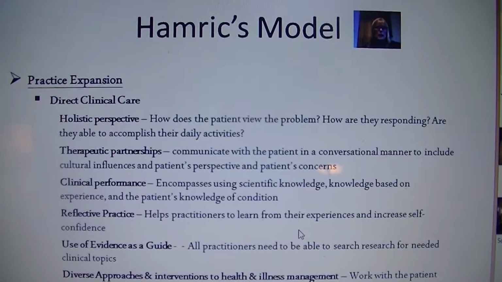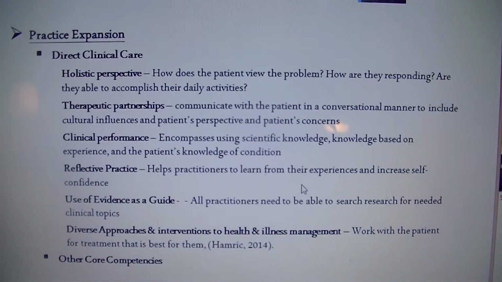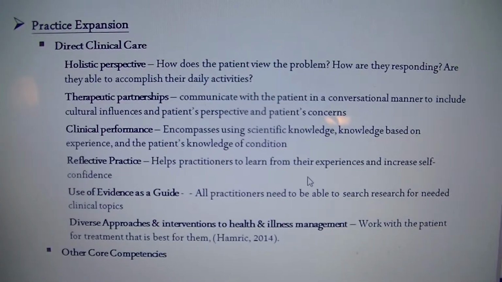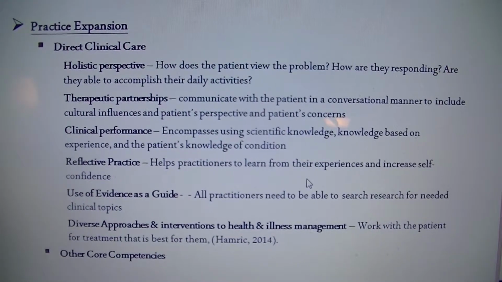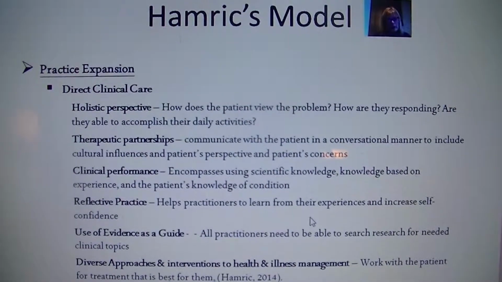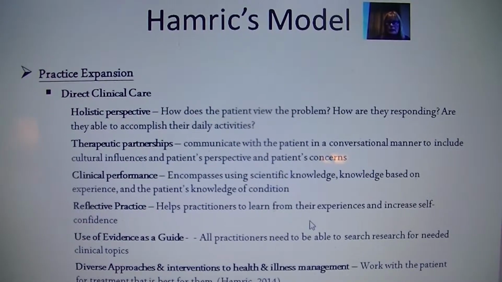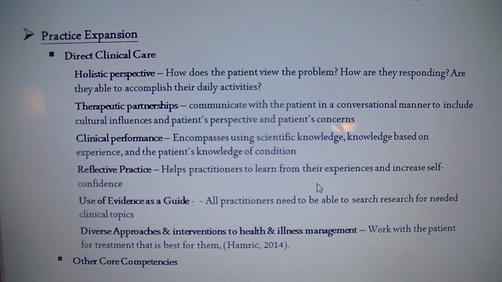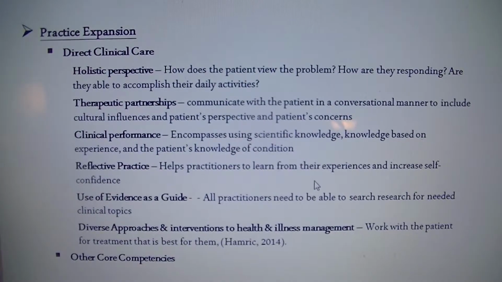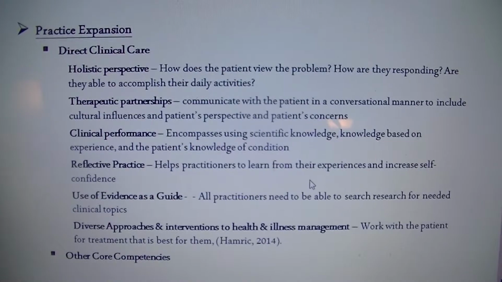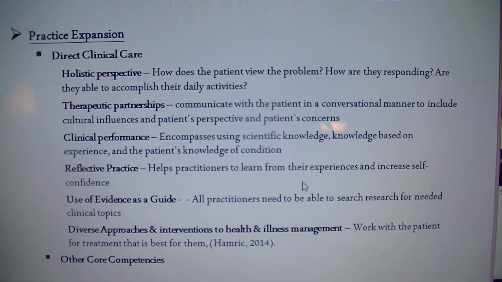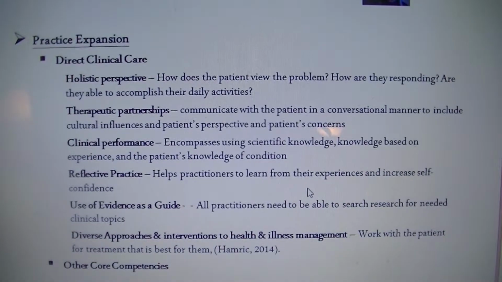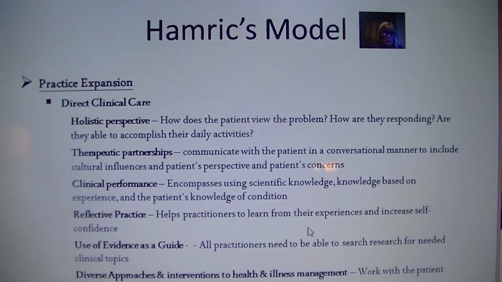The other component to role competency is practice expansion, and this is accomplished through direct clinical practice, which is the central competency that all the other competencies are built upon. It is through the development of these competencies that one begins to expand their practice and develop into a more specialized area. Direct clinical practice has several features that contribute to furthering the role competency, and these are the holistic perspective, formation of therapeutic partnerships with their patients, expert clinical performance, reflective practice, use of evidence as a guide for practice for all practitioners, and diverse approaches and interventions to health and illness management. Then you have to have your other core competencies mastered as well.